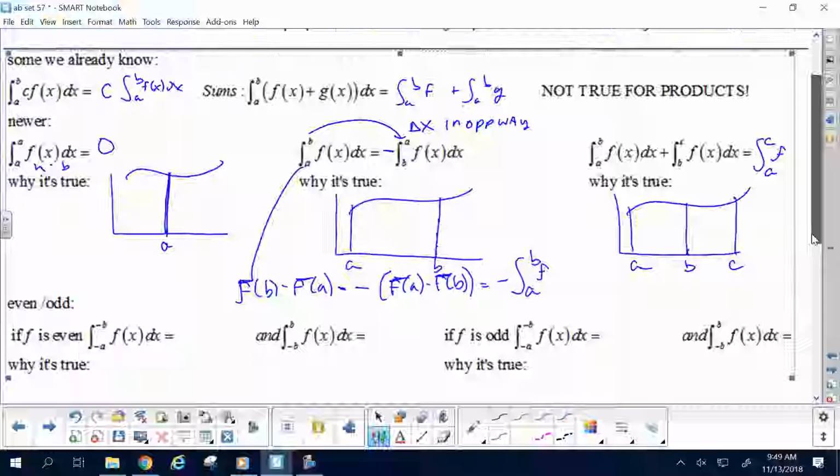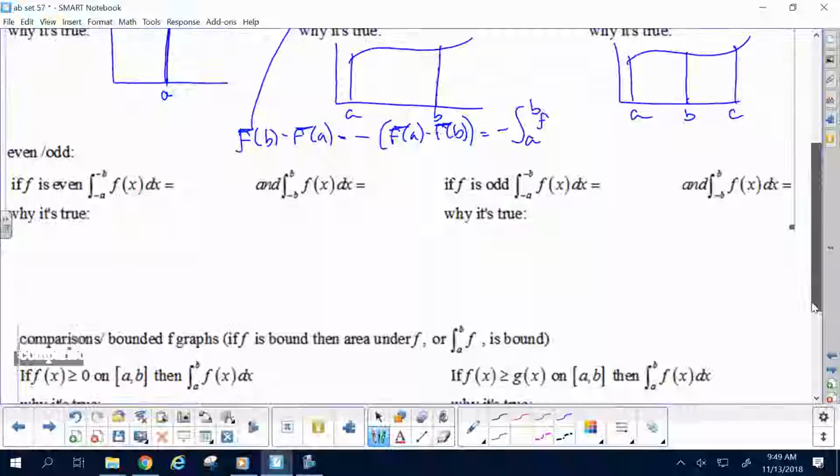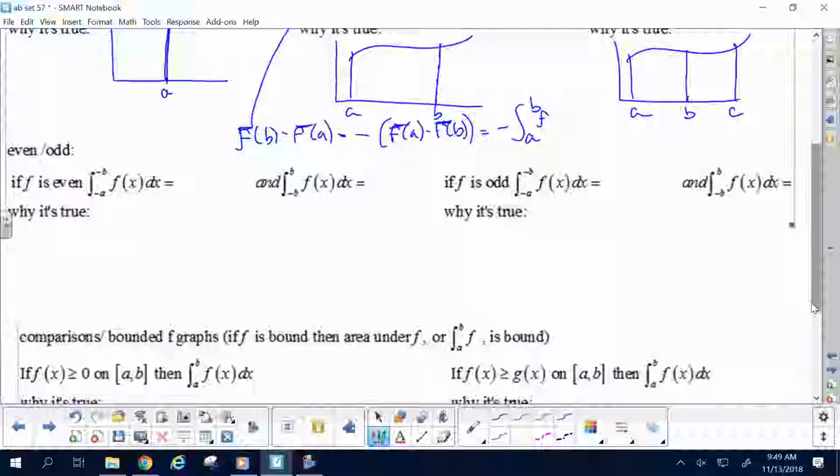All right? Let's talk even and odd. Now this actually is a bit more in set 86 or something like that, but I can't wait that long. If you have an integral from negative a to negative b. Now, I'll tell you that in positive land, a is less than b. All right? Now, on the flip side then, negative a would be closer to the origin and negative b would be further from the origin, right?